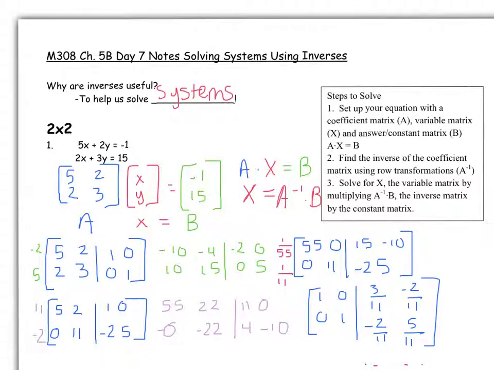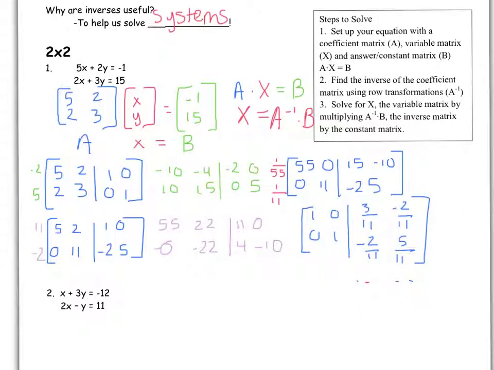Okay, that's the part that we did yesterday. Now what I'm going to do is take that inverse and follow the formula X equals A inverse times matrix B, which is the answer matrix. So this is the new part. We talked about how to do the inverse yesterday. Now I'm going to multiply that by the answer matrix, which was -1 and 15.